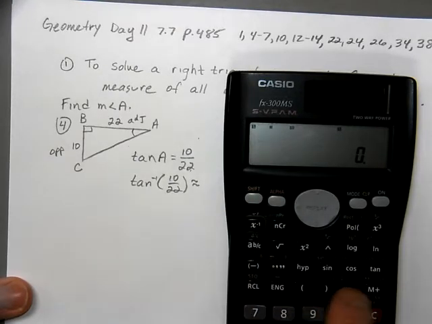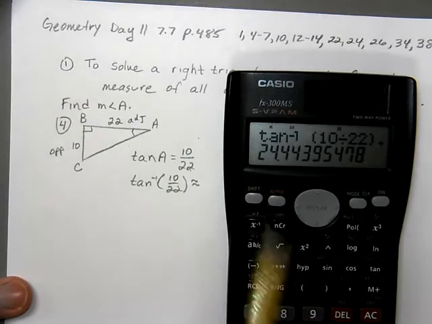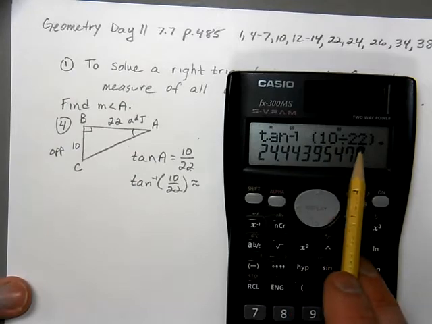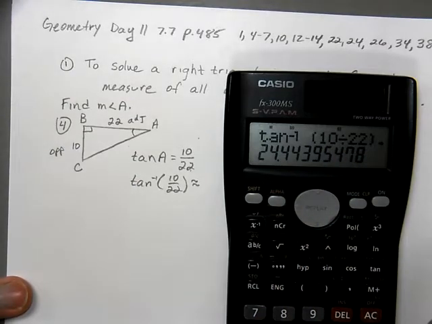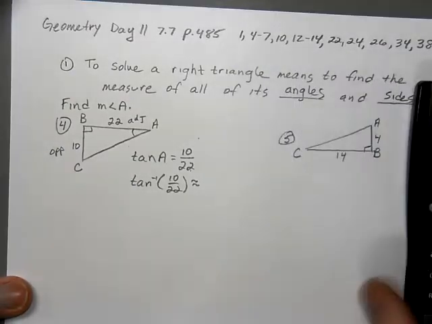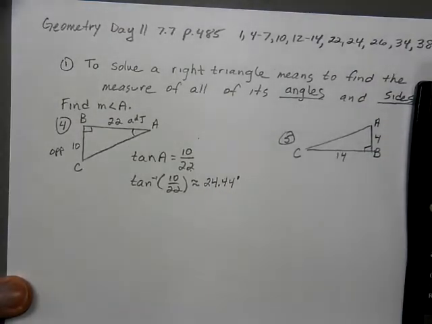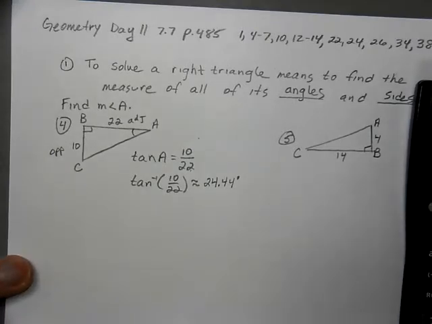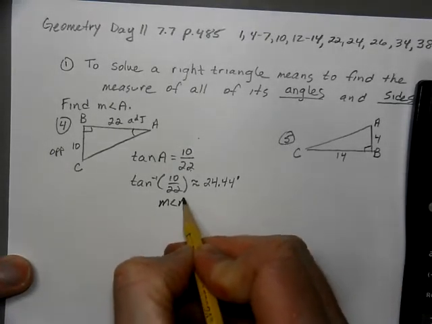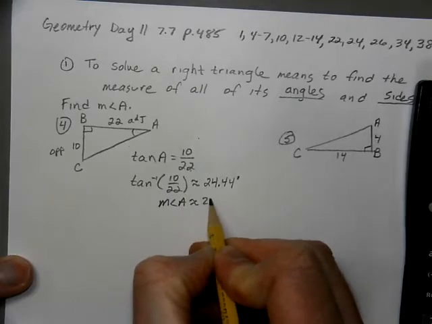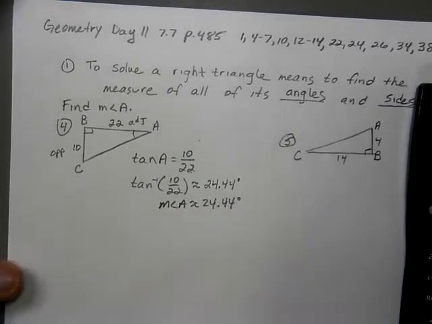We do second or shift, tangent, use parentheses. It's a requirement to use the parentheses so it calculates right. And tangent inverse of 10 divided by 22 is 24.44. 24.44 degrees. And the measure of angle A is 24.44.